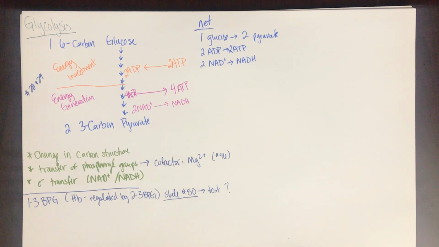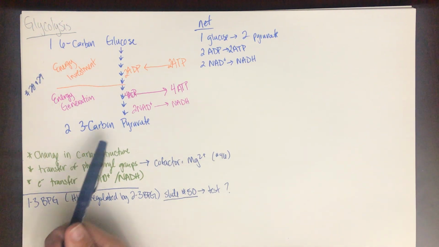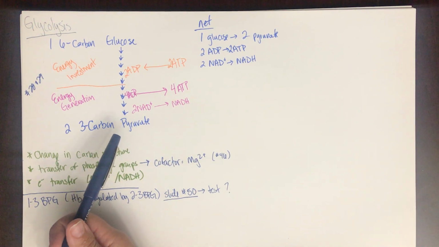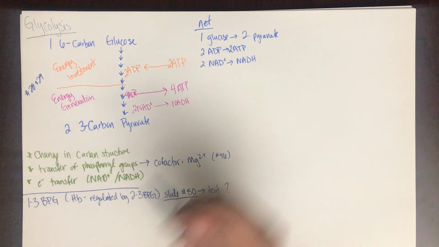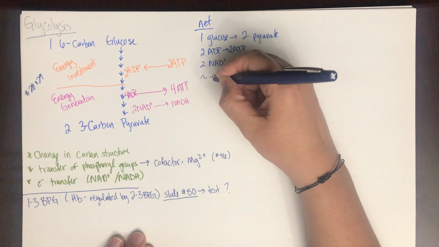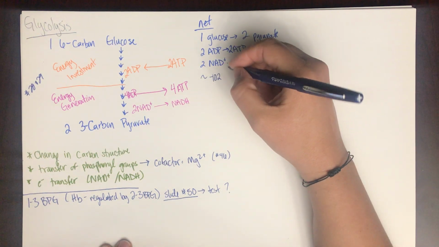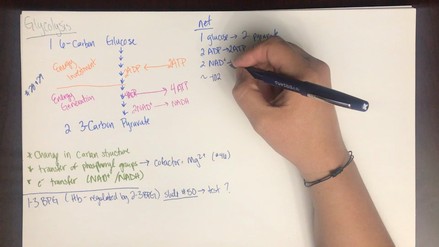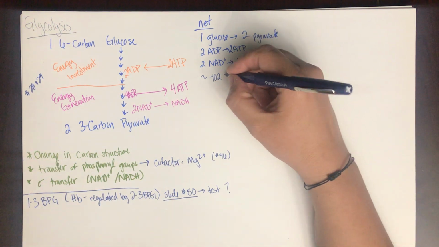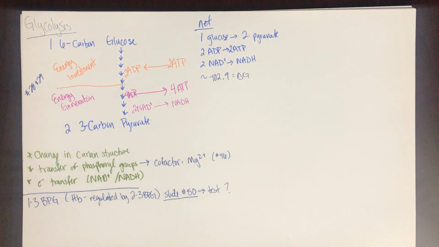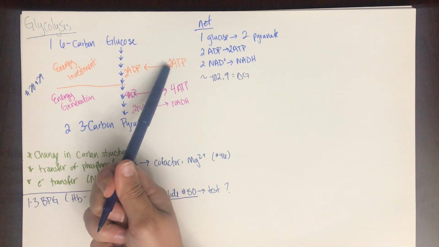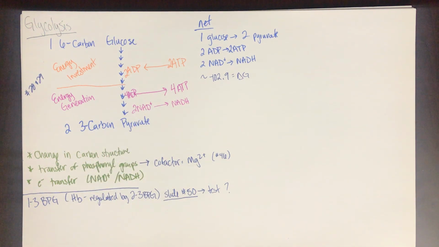Okay, so we get all the way down to pyruvate, and this is an overall energetically favorable process. The overall free energy of this is about negative 102.9 kilojoules. That's the free energy. So this is a spontaneous reaction, but even though we're investing some energy here, we're producing more later.